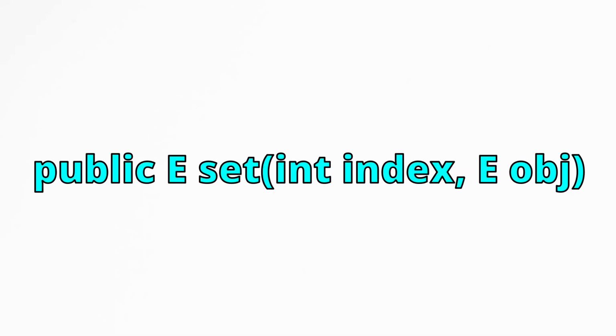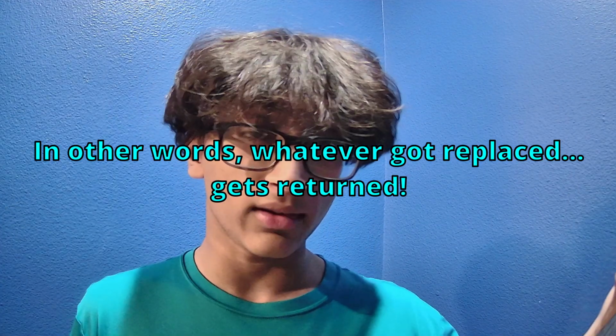Then we have .set, which replaces an object in the array list with another object. It has two parameters, the index we want our new object to be at and the actual object itself. This method effectively removes whatever was at that index before, but it will still return the object that it replaced. So whatever object was there before we set our new object there gets returned.